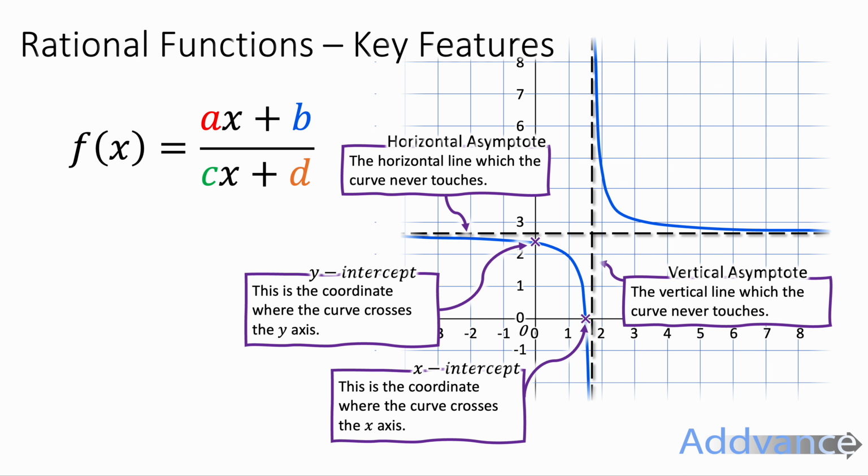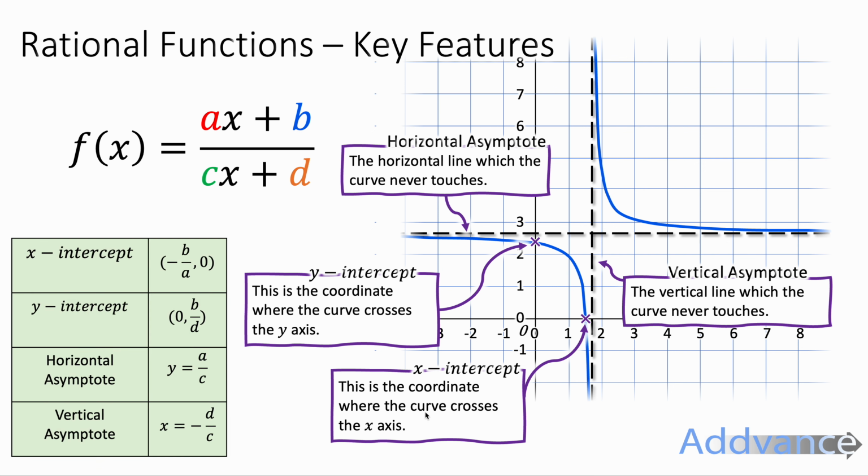And then there's also a vertical asymptote, which is the vertical line that the curve never touches. That's all you really need to know. If you can find those four pieces of information for a function, you can sketch it pretty well. And remember, this is just doing a quick sketch, not plotting it accurately.